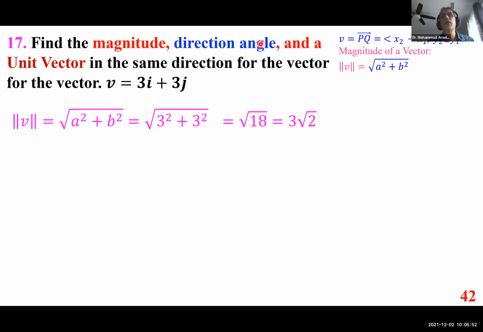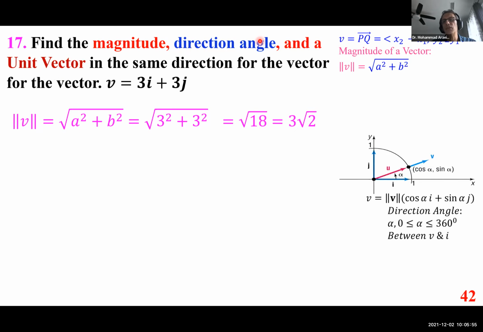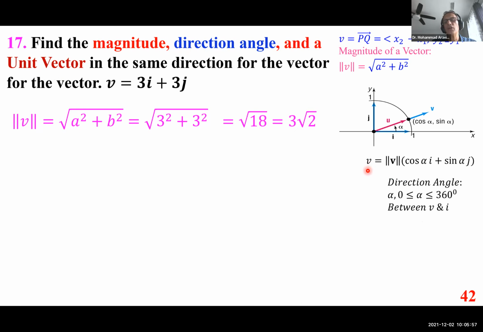But what is a direction angle? Let's remind everybody. A vector can be shown as the product of its magnitude and cosine alpha i plus sine alpha j, the i direction along the x and the j direction along the y. Those are called unit vectors. Unit vector along the x-axis is i, along the y-axis is j, and alpha is the angle that it makes with the positive side of the x-axis, it's between 0 and 360. So in short, we want this angle. That's all there is to it.